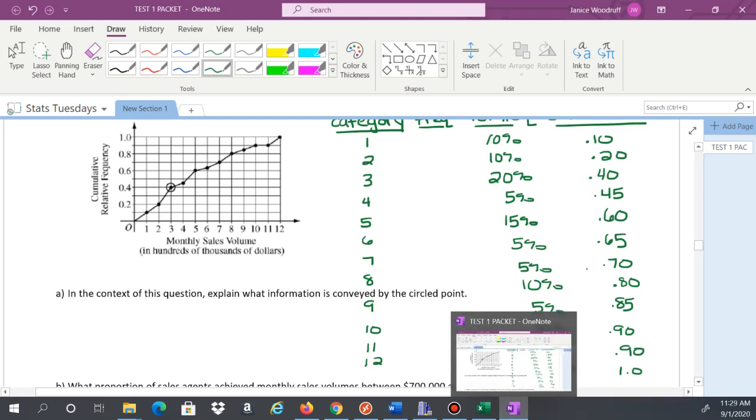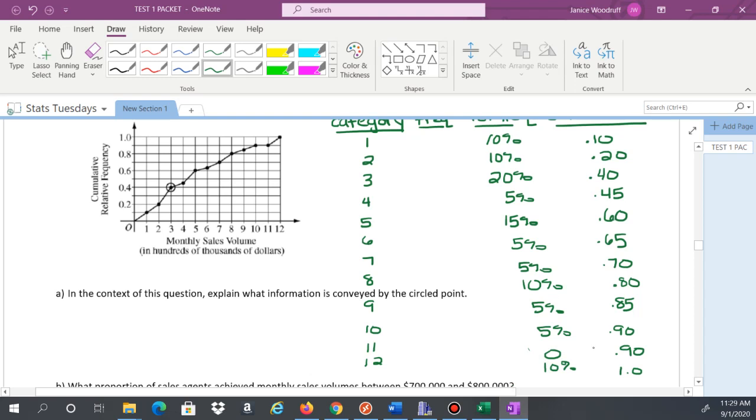But this is where this is coming from. If you're looking at this, you say, okay, I sold $900,000 of real estate last month. Well, I'm right here, and 5% of people in my agency did that. But 15% sold more than me, because I look at the 10, 11, and 12. So it's kind of how you're looking at it.